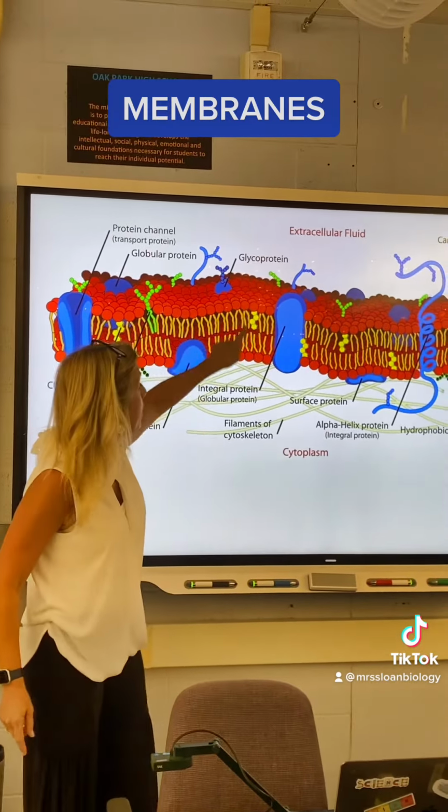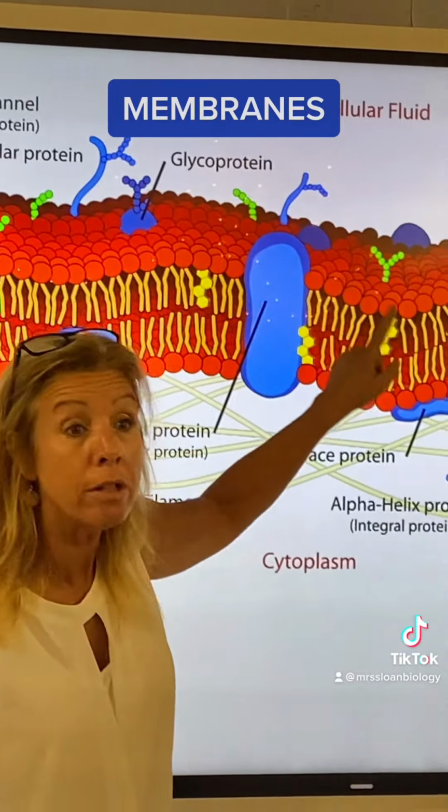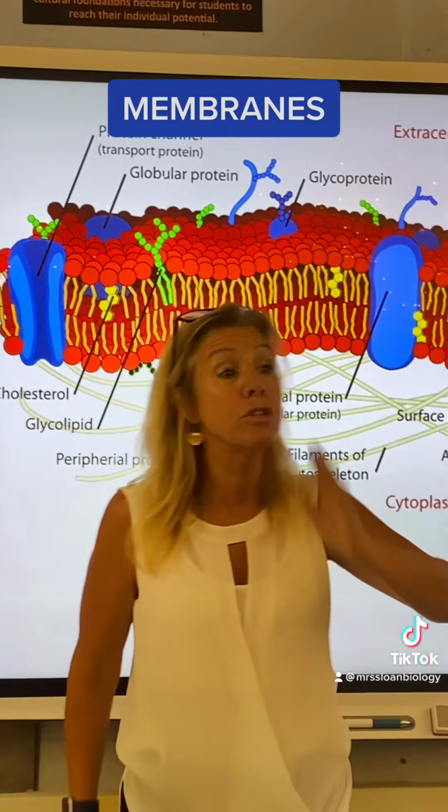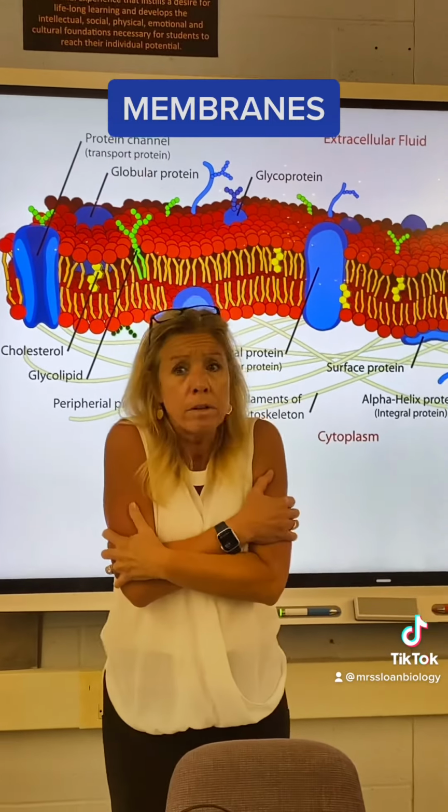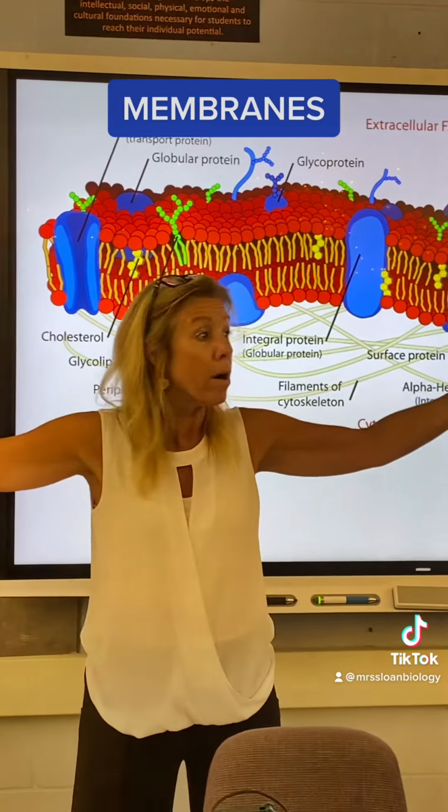Embedded in the phospholipid bilayer are these molecules right here. What are they called? Cholesterol. Good. And this has to do with fluidity, and it will prevent it from freezing when it's really cold or breaking apart when it's really hot.